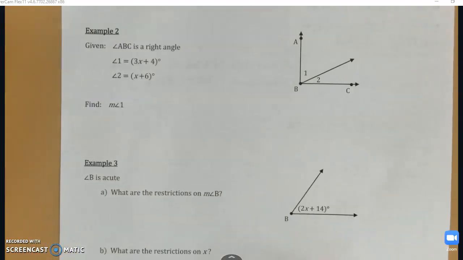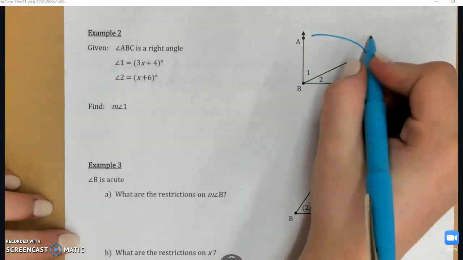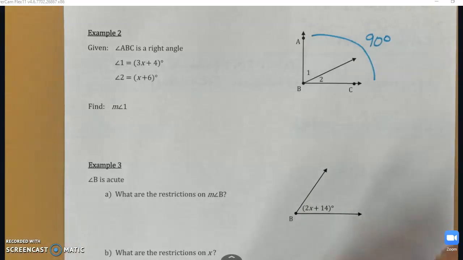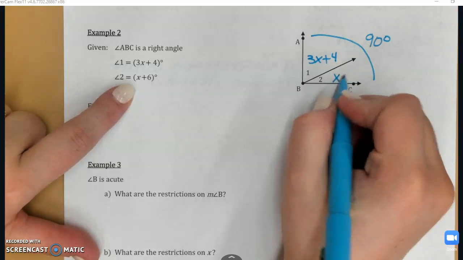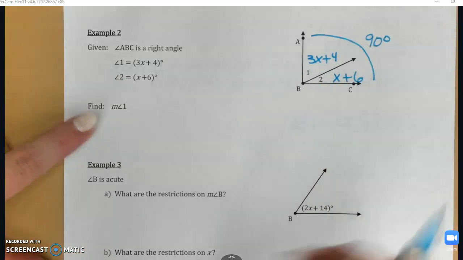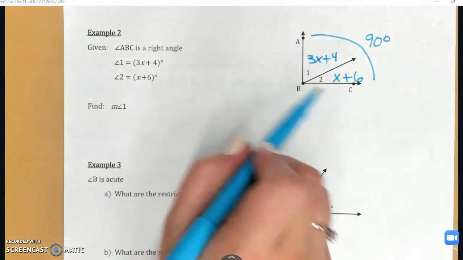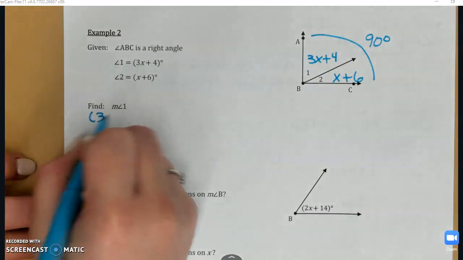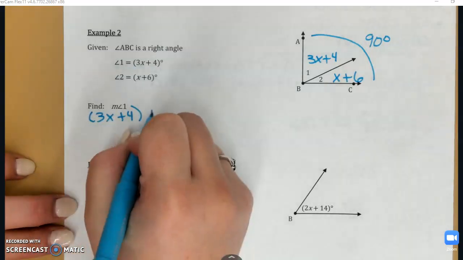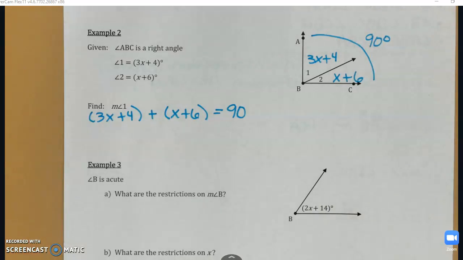Okay. Again, looking at example 2, ABC is a right angle. If it's a right angle, that means it's equal to 90 degrees. Angle 1 is 3x plus 4, and angle 2 is x plus 6. Find the measure of angle 1. So this is going to be an algebra problem. We need to write and solve an equation first and foremost. Well, angle ABC is formed by angle 1 and angle 2. So if I add up my two expressions, that should be equal to my 90-degree angle.